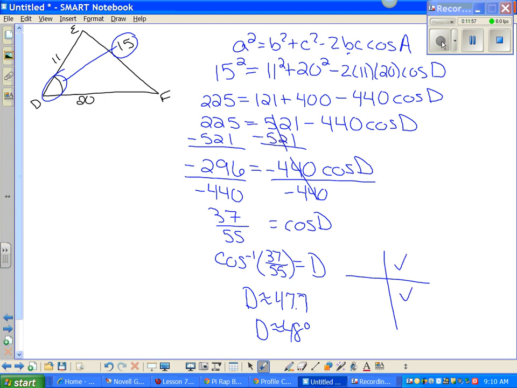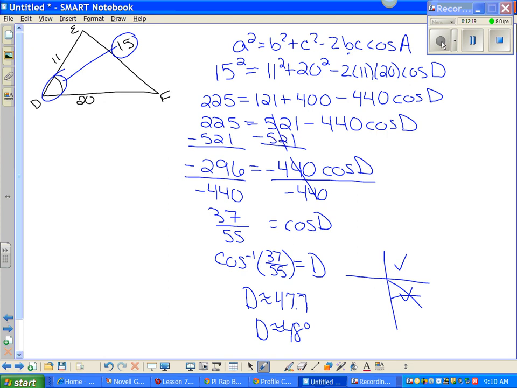Good. The only place cosine's positive is in quadrants 1 and 4. What do we know about all the angles in quadrant 4? They're 270 to 360 degrees, right? Can you have one of those angles in a triangle? No, too big. Okay, so we're only concerned about one solution for law of cosines, or one angle. Okay? Good. What do you guys think?